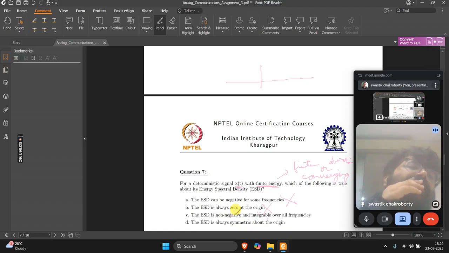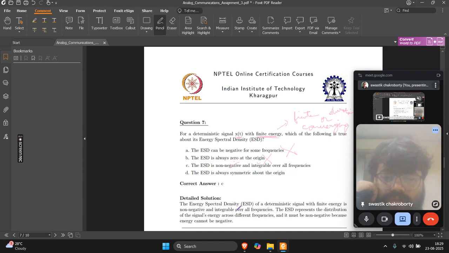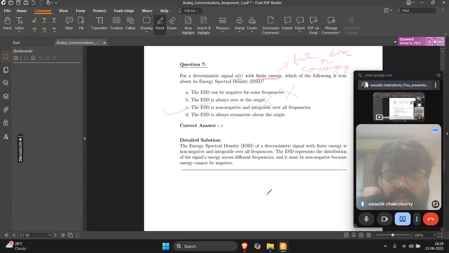The ESD is always symmetric about origin. The ESD can be symmetric, but there is no hard and fast bound that it has to be symmetric about origin. It is an even function, but it does not have to be symmetric about origin. So the true option is C. The ESD is non-negative and integrable over all frequencies.